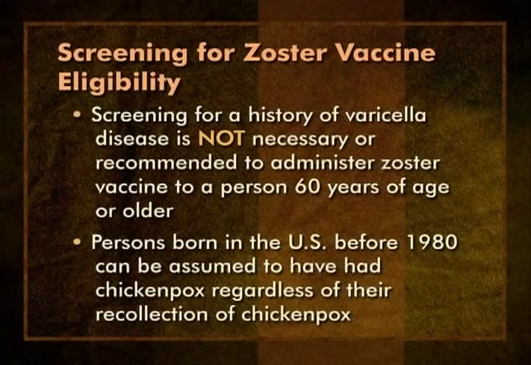Persons born in the United States before 1980 can be assumed to have had chickenpox regardless of their recollection of chickenpox. Since the vaccine is approved only for persons 60 years and older, all potential vaccine recipients will have been born before 1980. So you do not need to inquire about their history of chickenpox.